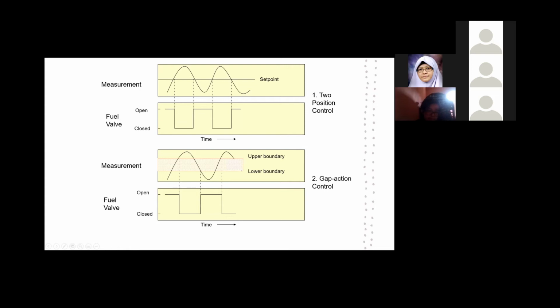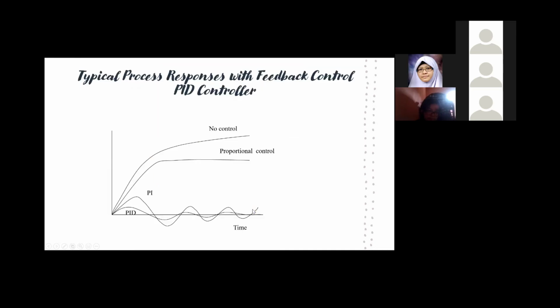This is called gap action control. There's a slight difference because this one depends on a range, with a lower boundary and an upper boundary. With the two-position control, you just have a set point, and then it will be either on or off, open or close. In the gap action control, it depends on when you hit the gap. So it very much depends on what we want to get.